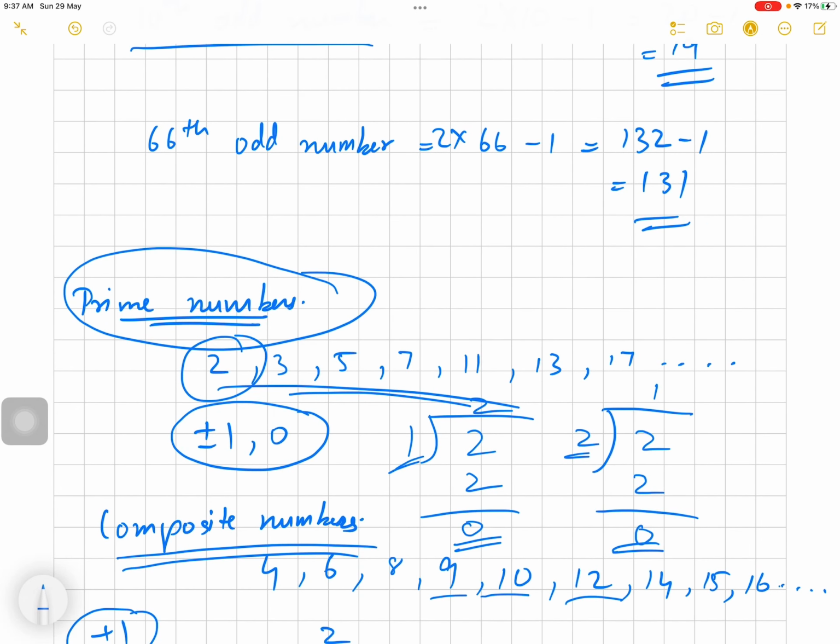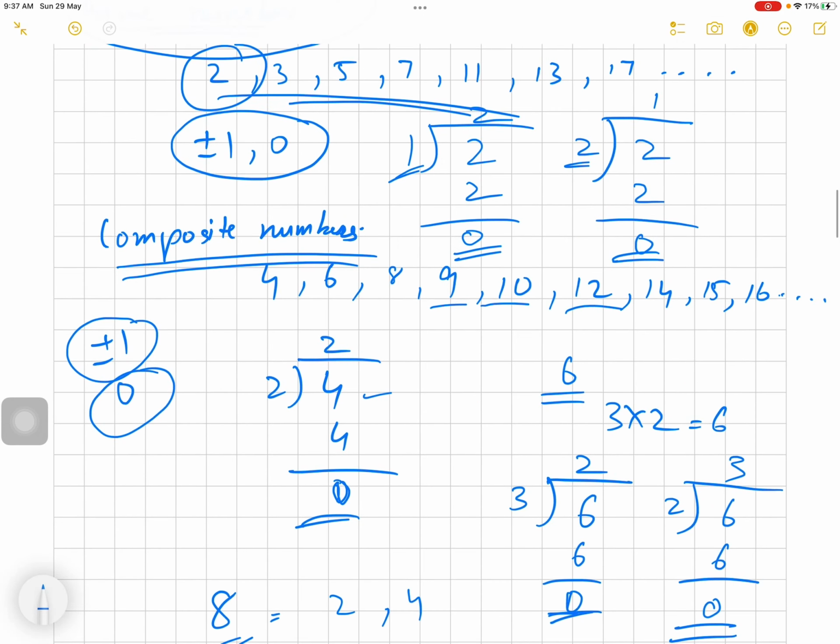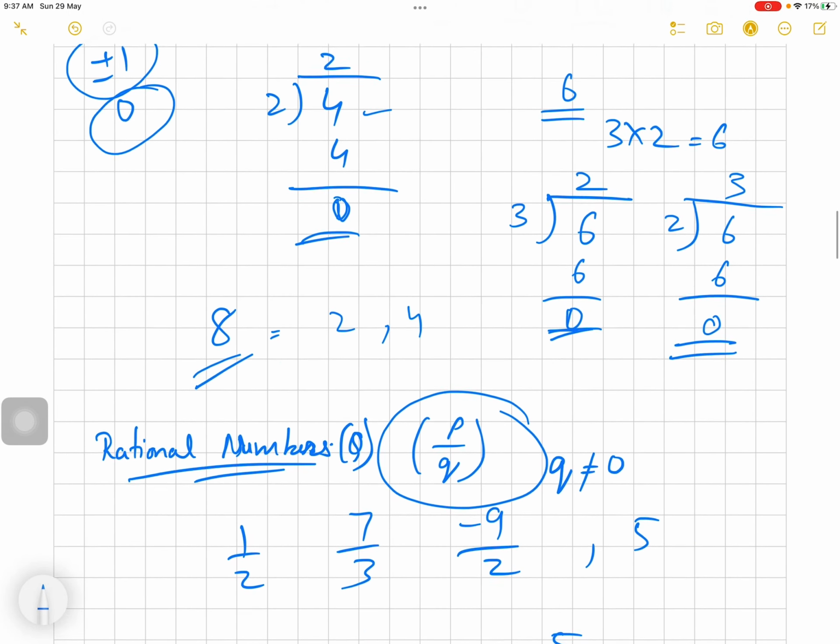Prime numbers are those numbers which are divisible only by itself and 1. Composite numbers are those numbers which can be divisible by some other number. So the numbers which are not prime numbers are composite numbers. So -1 and +1 are neither prime nor composite.